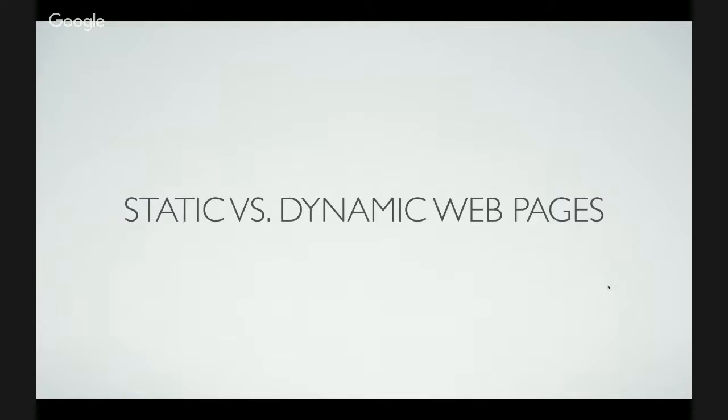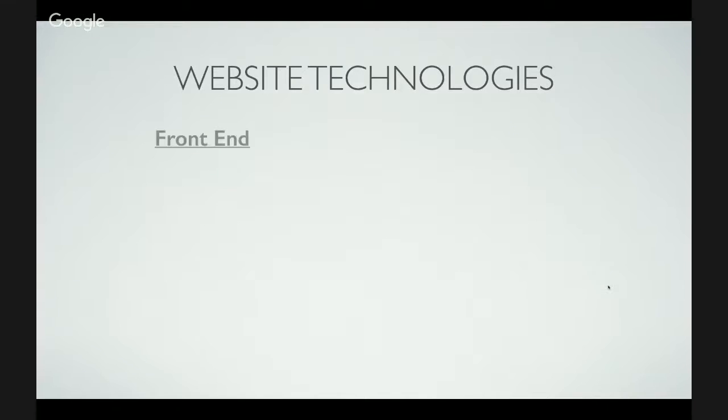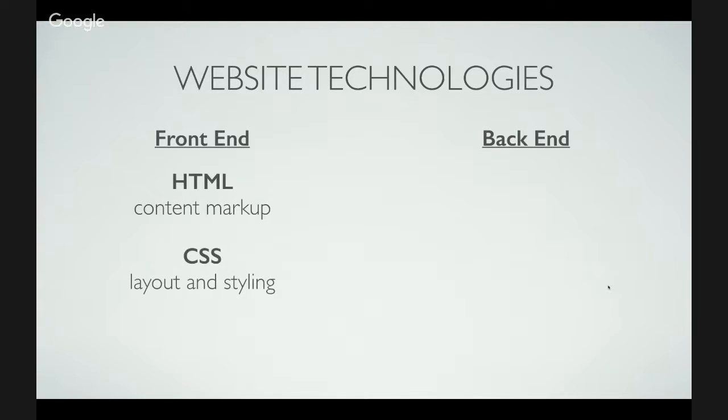So I actually just want to show you some example of what this stuff looks like, all right? So don't forget, in the front end, we've got HTML. That's for content markup, and I'm going to show you that in just a minute. CSS, that's for layout and styling, and we'll see what that means.